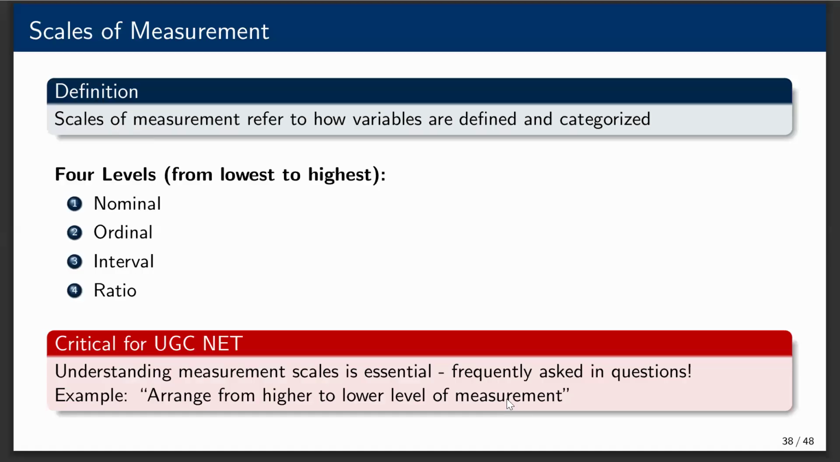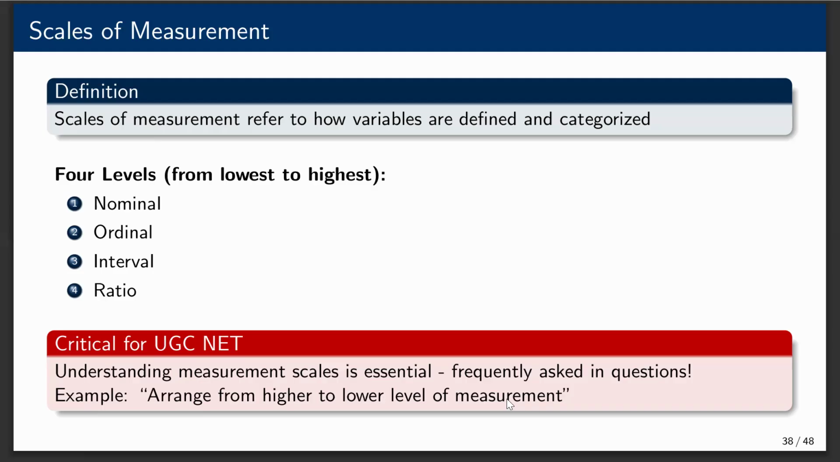Now, this is also very important. Scales of measurement. Scales of measurement refers to how variables are defined and categorized. There are 4 levels from lowest to highest. The lowest is nominal, then ordinal, in terms of ranking, then interval and ratio.